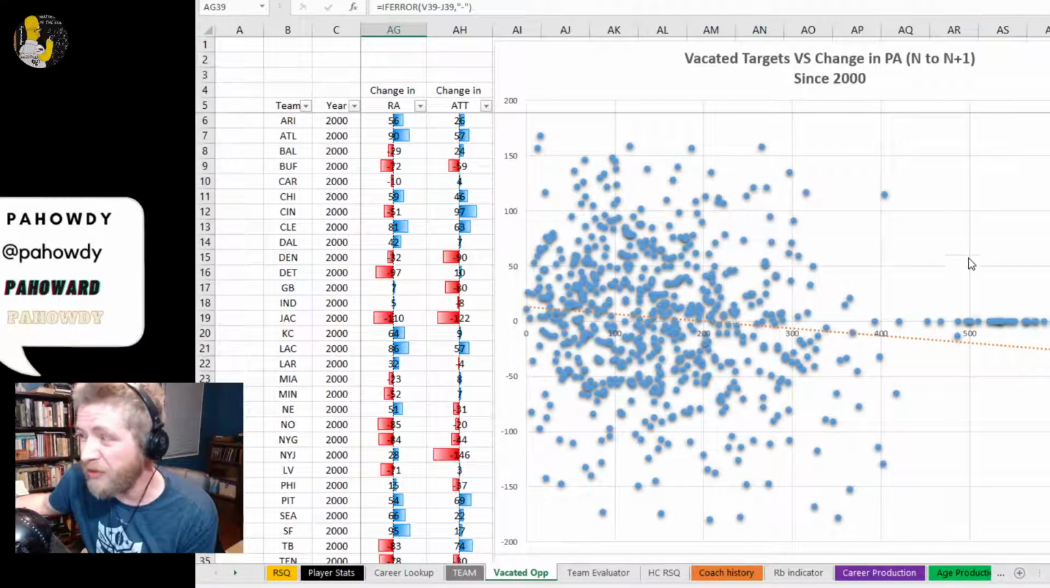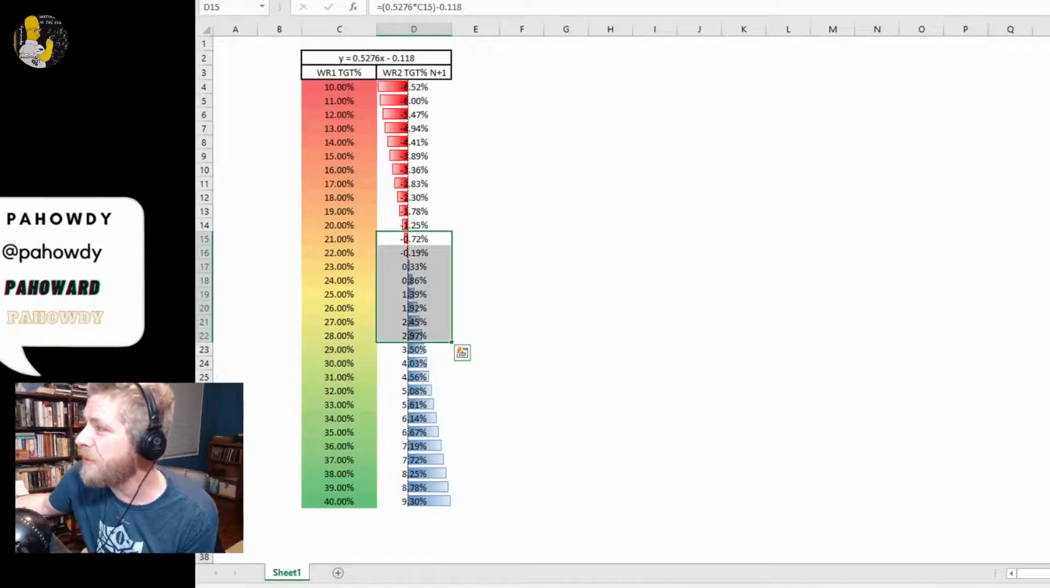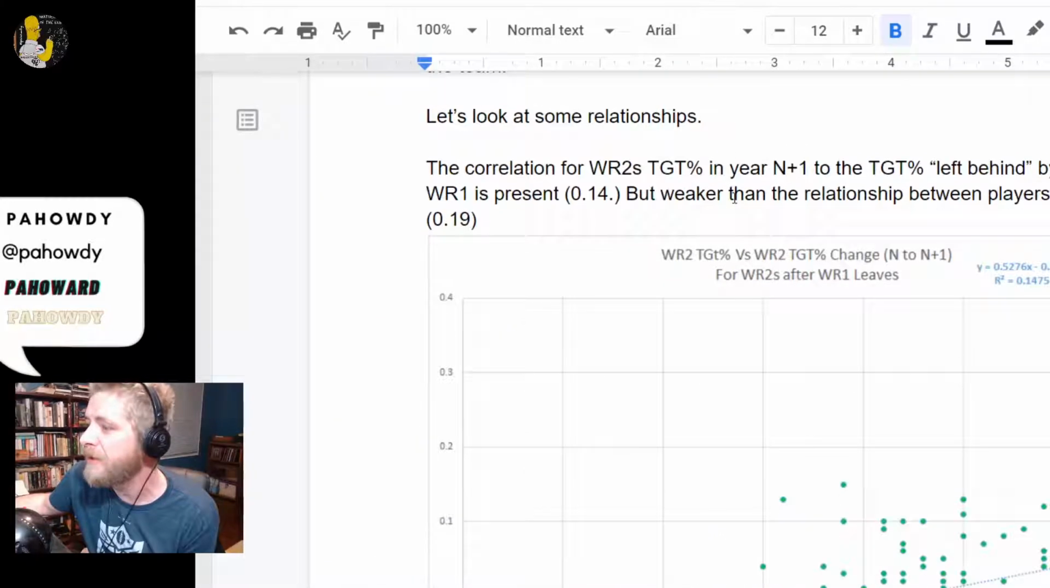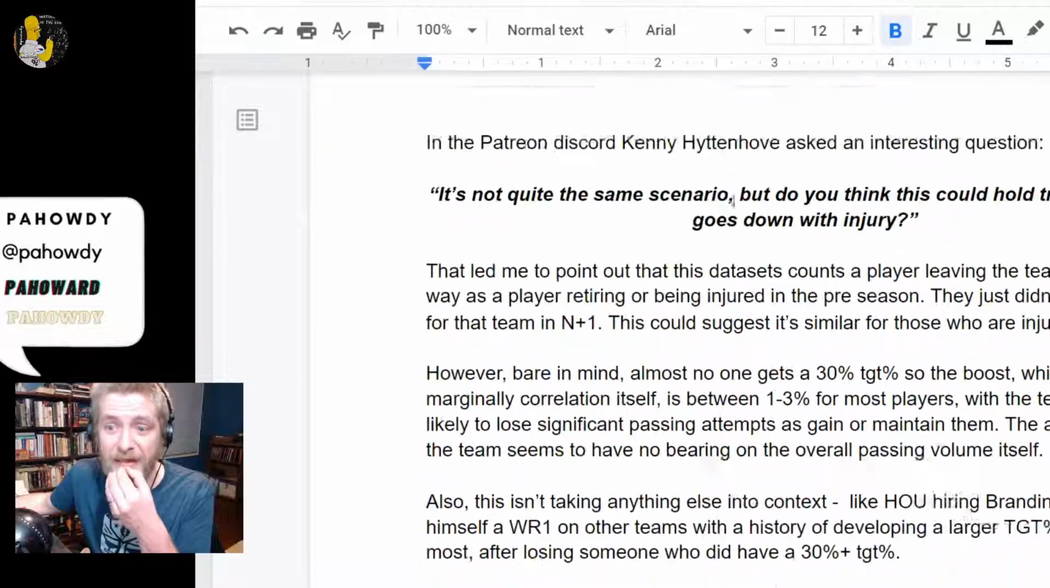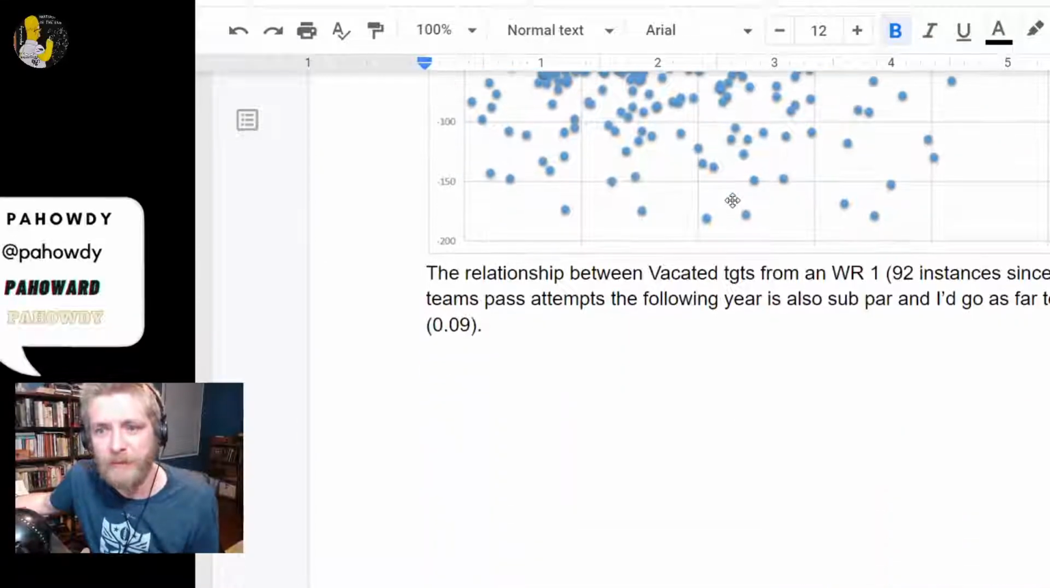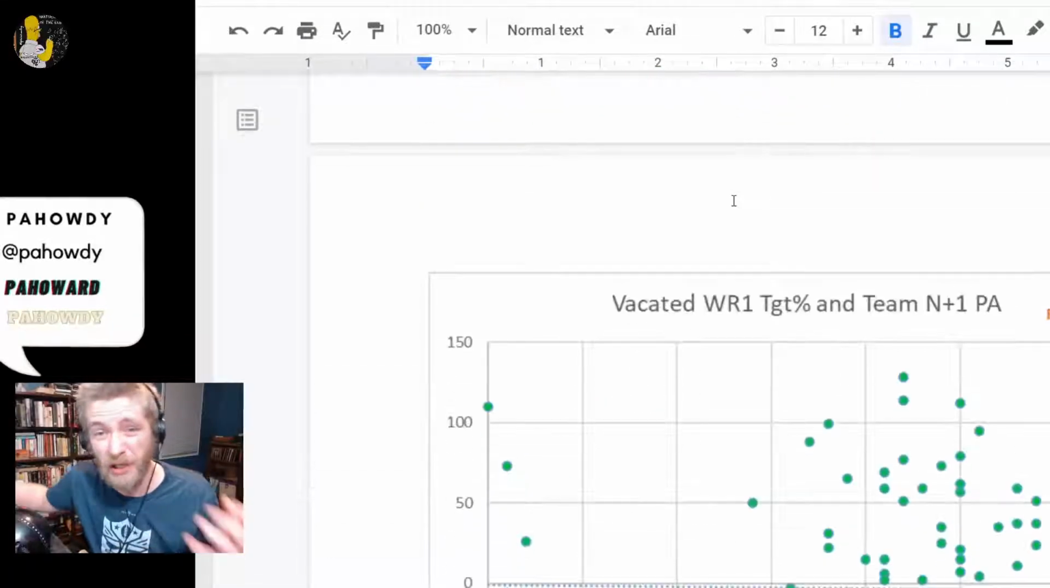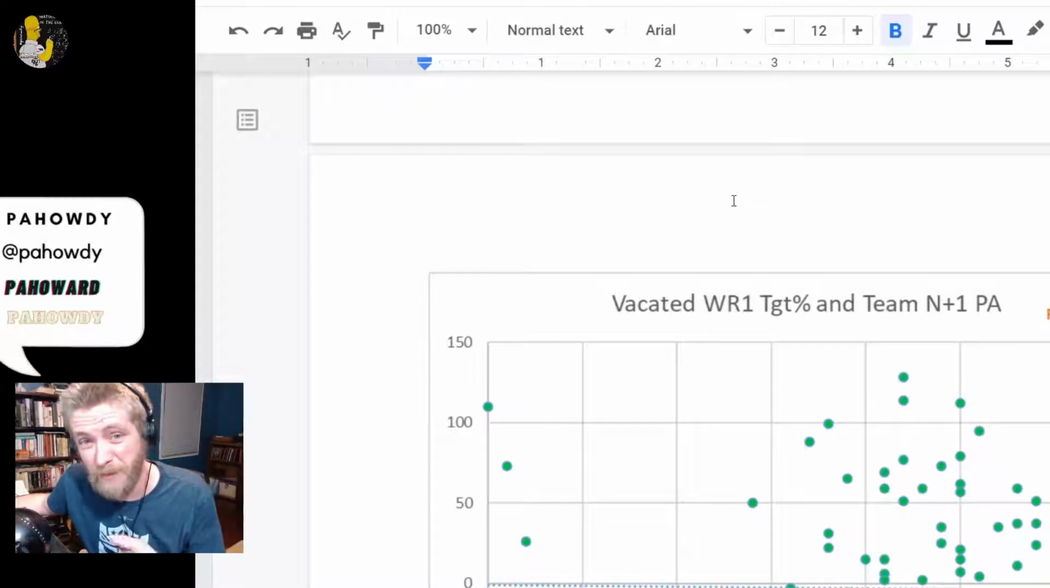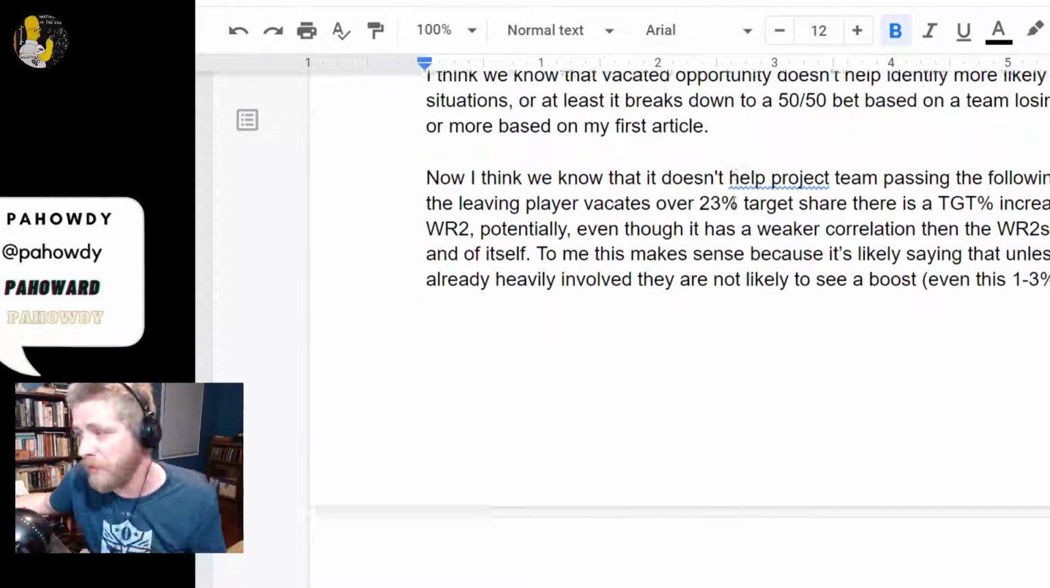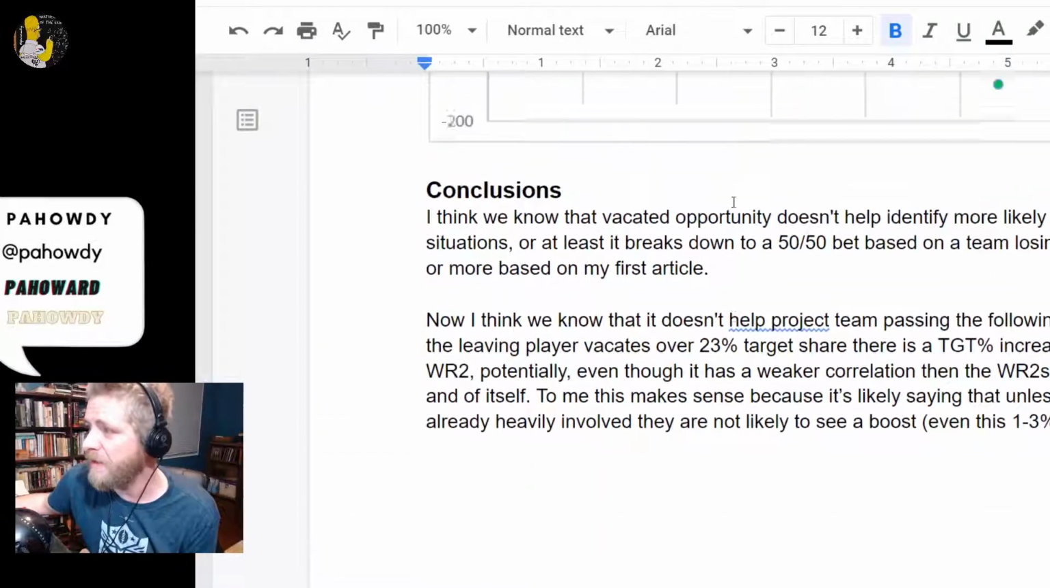On a team level, actually, I thought my conclusion was pretty lit, because it came together to form a fairly interesting summary of what I can say about vacated targets so far when I combine the two research projects: this mini one and the one I actually did for a full-blown article on DLF. Let's see, what did I say?